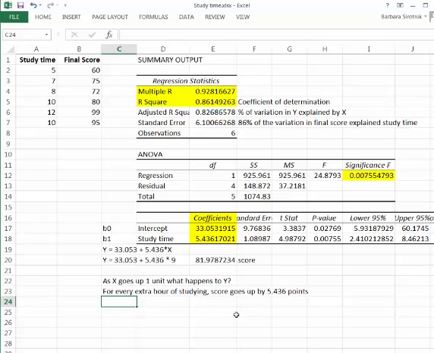That's important. What does the B0 mean, the intercept? Not much in practical terms. It means if you study not at all, your baseline grade is going to be 33.053. Of course, I don't think that's really too meaningful because none of you are going to study 0 hours, right?